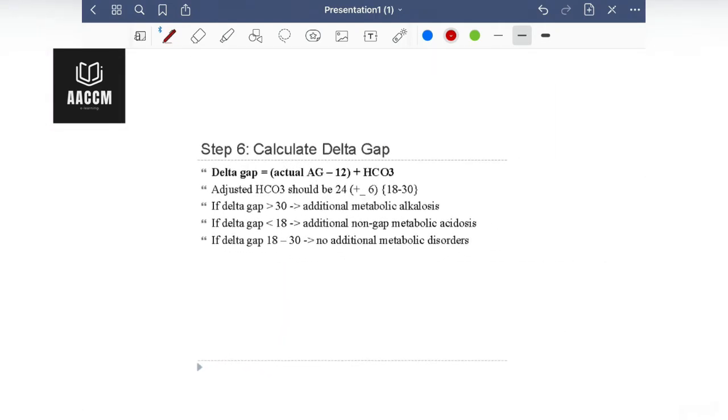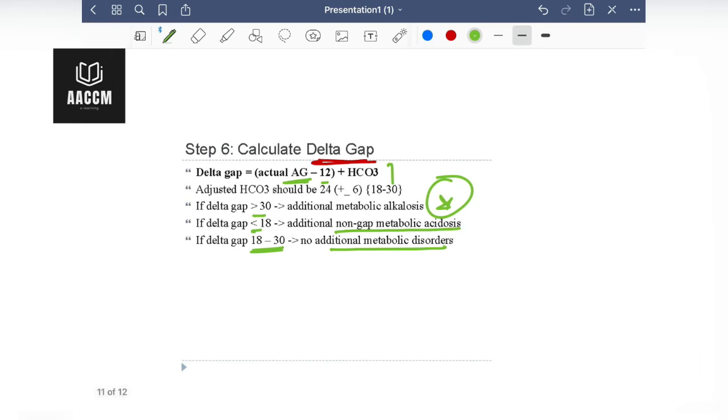Now, the next step is to calculate the delta gap. The delta gap is the actual anion gap minus 12 plus the bicarbonate level. If the delta gap is greater than 30, there is an additional metabolic alkalosis. We will see how. If the delta gap is less than 18, there is additional non-gap metabolic acidosis. And if the delta gap is between 18 and 30, there are no additional metabolic disorders. I know that it's getting a little difficult, but trust me, it's not.